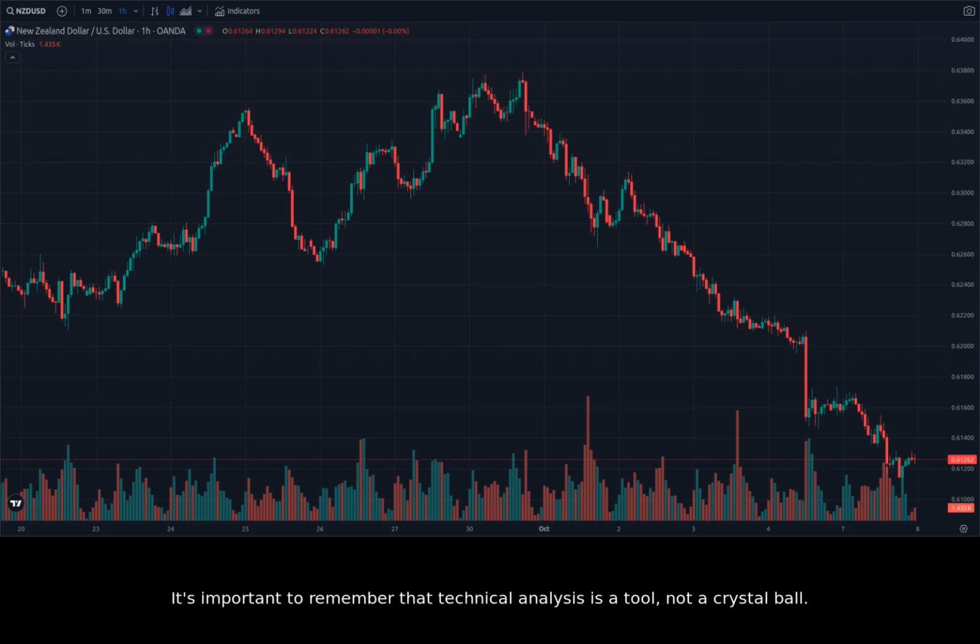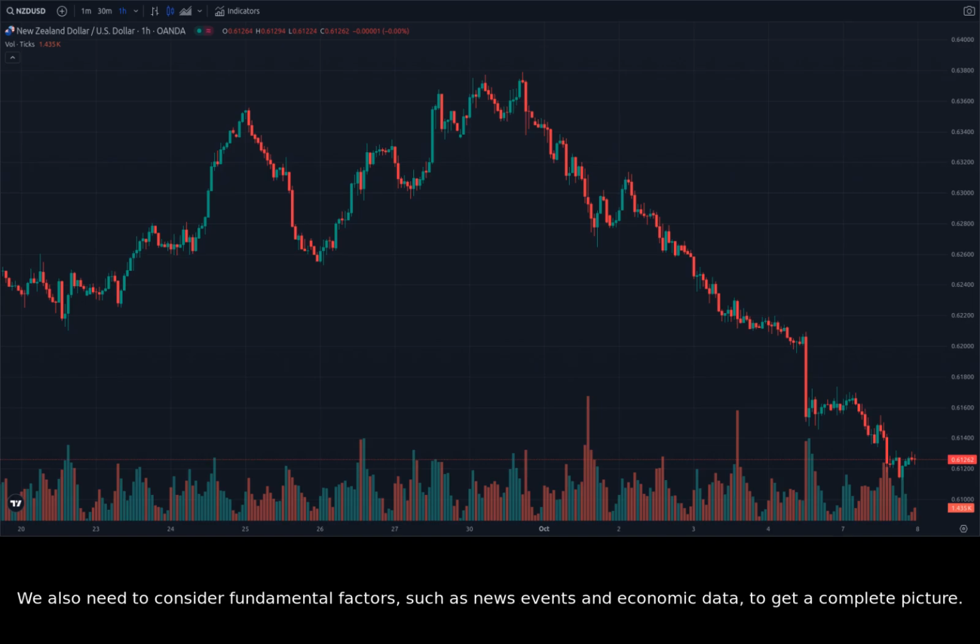It's important to remember that technical analysis is a tool, not a crystal ball. While it can provide insights into potential price movements, it's not a guarantee. We also need to consider fundamental factors, such as news events and economic data, to get a complete picture.